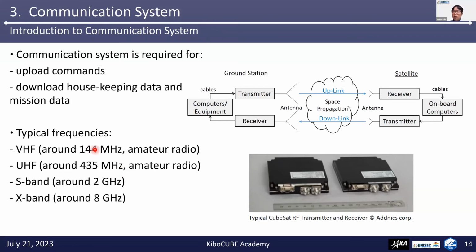Also we are using S-band and X-band for the micro and nano satellites. The S-band is around 2 gigahertz and X-band is around 8 gigahertz. So they require some licenses and an ITU application, among others.